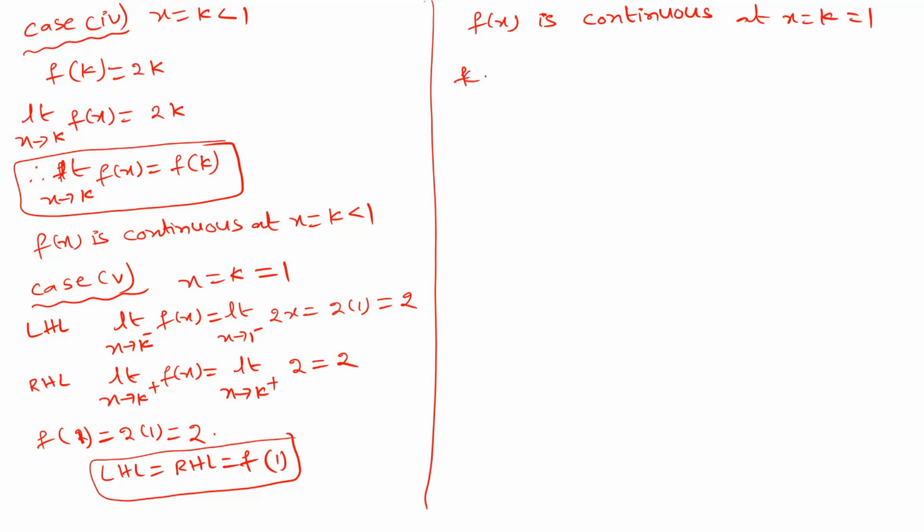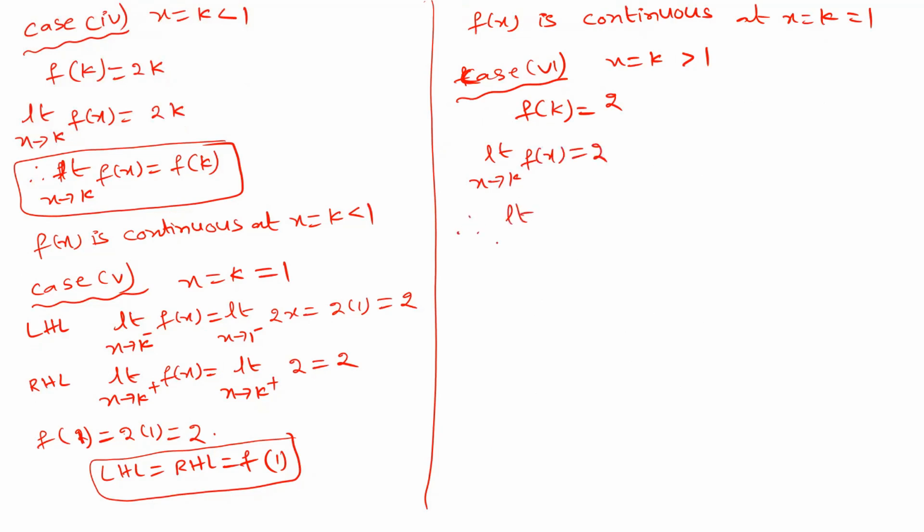Next case, the sixth one: we are taking x is equal to k, which is greater than 1 here. So greater than 1 means f of k will be directly 2. The limit as x tends to k of f of x also gives 2 only. Therefore, the limit as x tends to k of f of x is equal to f of k here.